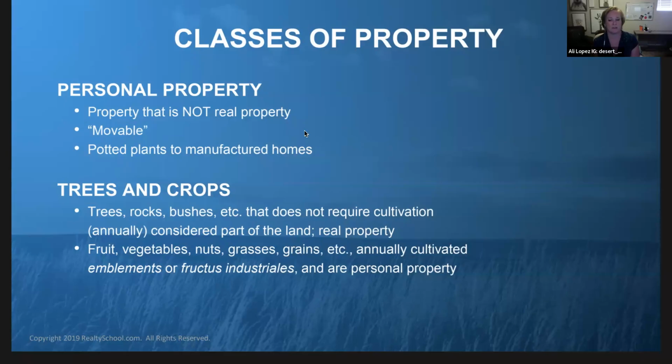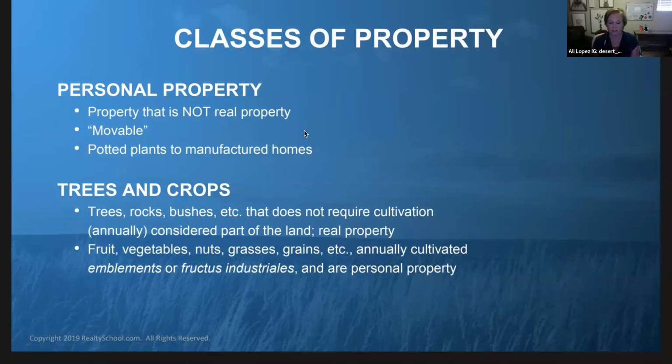Trees and crops that do not require cultivation, so if you have them out there for looks, not for farming purposes, those are real property. But fruit, vegetables, nuts, grasses, grains that are annually cultivated, implements or fructus industriales, are personal property.